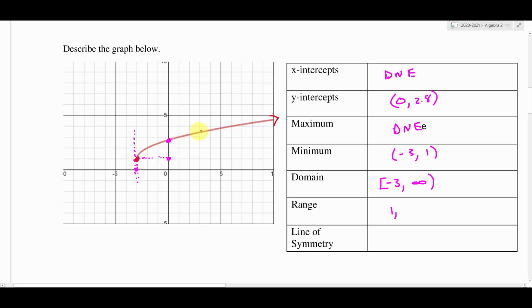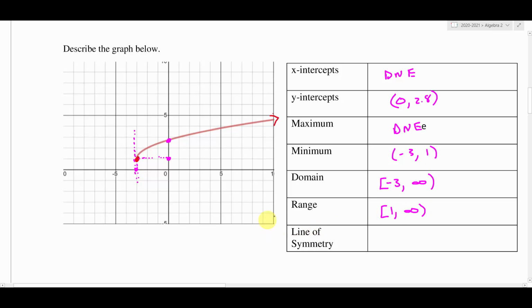And then I would start walking uphill to see how high I would go. And according to this arrow, it'll never stop going up. It'll keep going up forever and ever. So the range goes from 1 to infinity. We can get to the 1. We cannot get to the infinity.